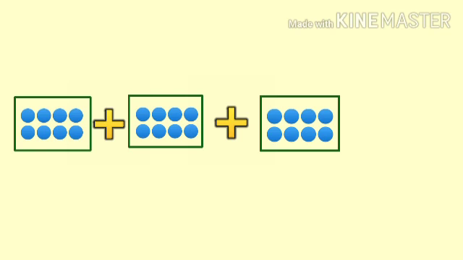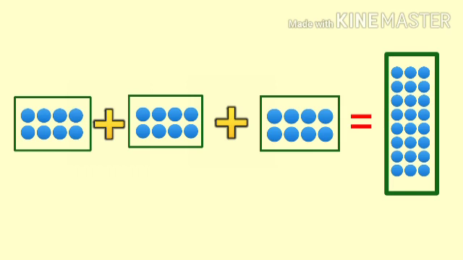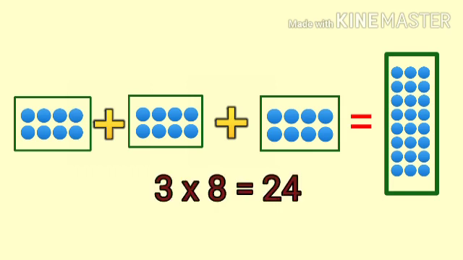Children, now we are adding 3 boxes with 8 dots. We are adding 8 dots repeatedly by 3 times. Then by adding 8 repeatedly 3 times, we get 24 dots. To get this operation easily, we can use 3 into 8 is equal to 24. That means 3 eights are 24. Here 3 represents 3 boxes, 8 represents the number of dots in each box, and 24 represents the result of this operation. Understood, children?